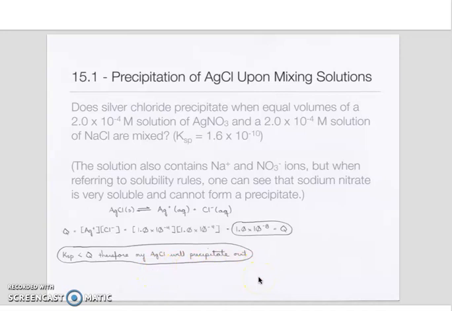So in this particular case, once I've added these two solutions, I'm going to find silver chloride as a white solid precipitating out of my solution because I've reached the capacity of how much silver chloride can dissolve in my solution.